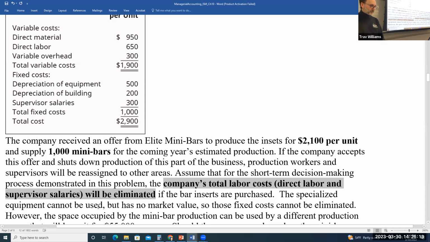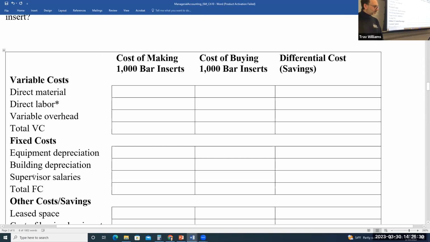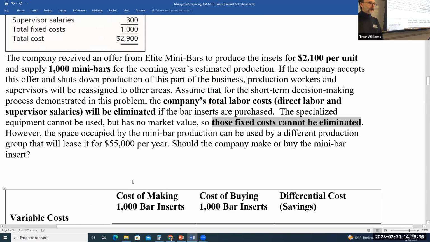There's some specialized equipment that has no market value. So we're not going to be able to eliminate the rest of the fixed costs. Only the supervisor salaries. That's the only fixed cost we'll be able to eliminate. And if we do outsource, then we can lease the space that we're no longer using and make $55,000 per year.